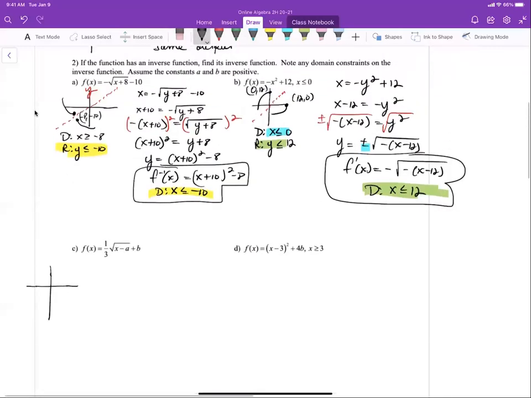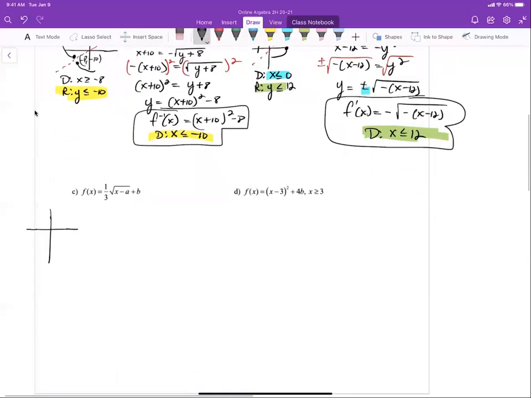Hold on, let me look at the instructions. Well, all we know is A and B are positive. So it's up A, B, square root. All we know is this is at A, B. The domain, which is the x's, has to be greater than or equal to A. The range, which are the y's, has to be greater than or equal to B.